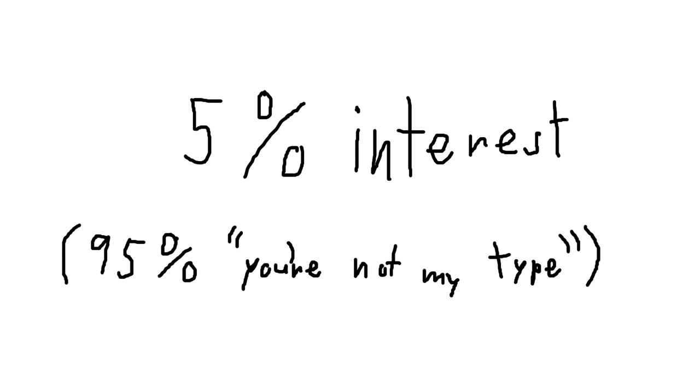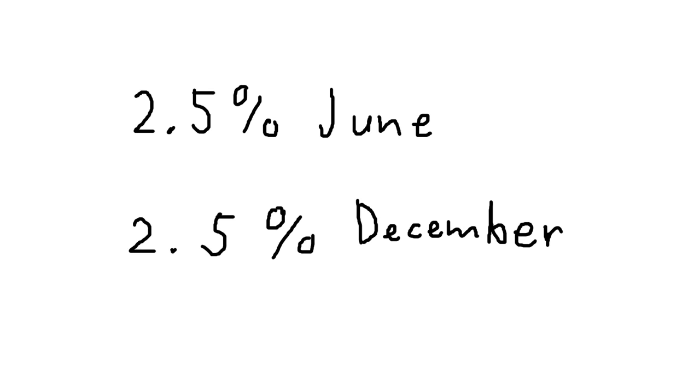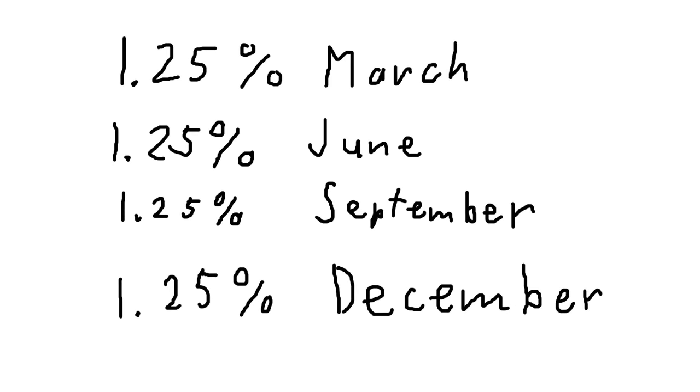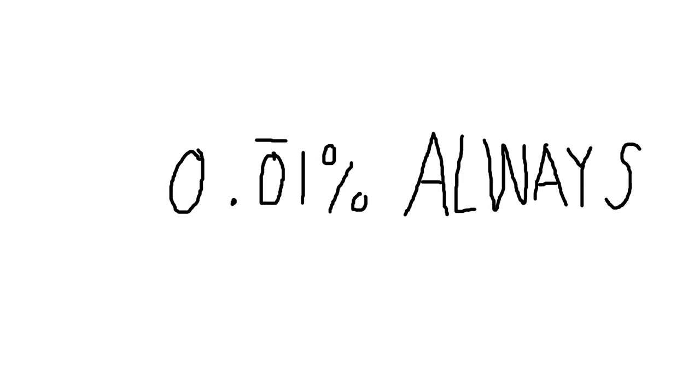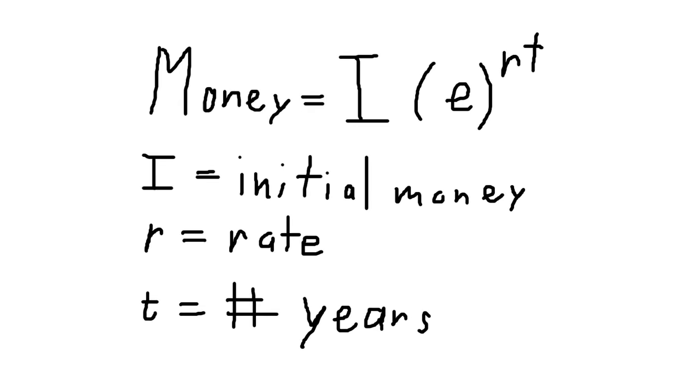So they give you 5% once a year. It's slightly nicer to get 2.5% twice a year instead. It's slightly better than that to get 1.25% 4 times a year. And you know what's way better than all that? Getting a tiny little fraction of a percent all the time. Every single moment. So you just get infinite money, right? Wrong! Turns out this is equal to this.